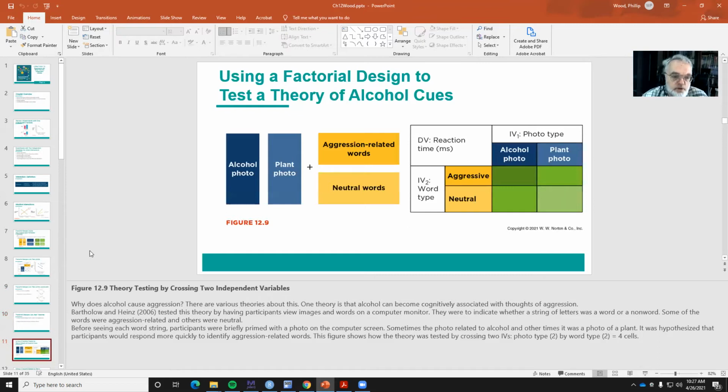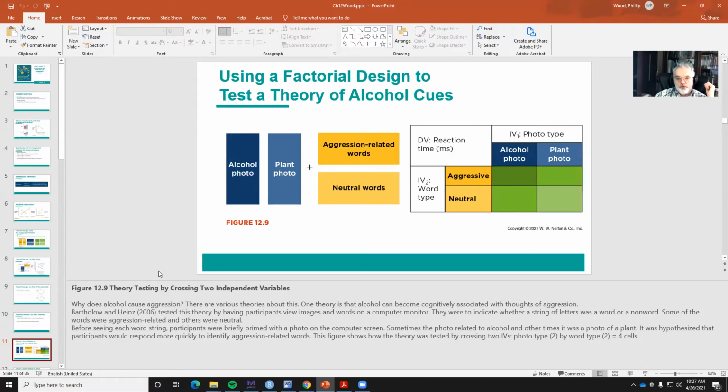Now, this is a study that was done, I believe, when Bruce was at Duke. I have to go back and check that article. But this is a study called a cueing study. So we're going to show people a photograph of a plant and a photograph of alcohol. And then we're going to pair this with aggressive and neutral words and see whether people can respond by identifying aggression-related words.